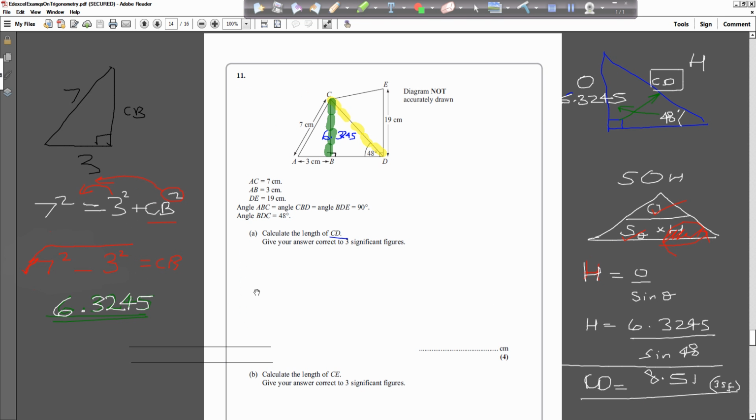Okay. Right, I'm going to rub off some of this stuff because I don't think we need it anymore. So calculate the length of CE.